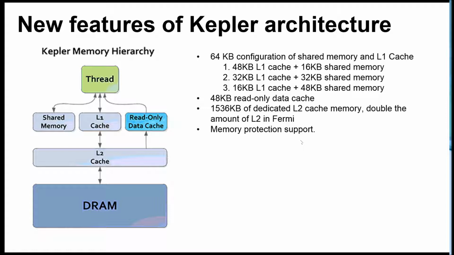Kepler also introduced a 48 KB read-only data cache. Kepler also doubled L2 cache memory in Fermi, which makes it 1536 KB. Kepler also has the feature of memory protection support.